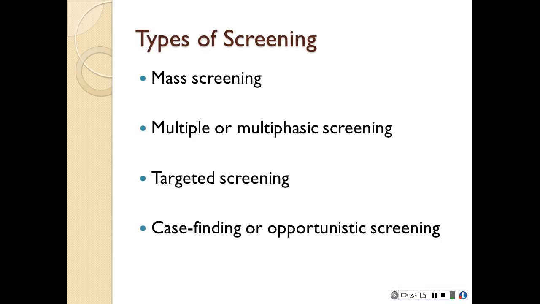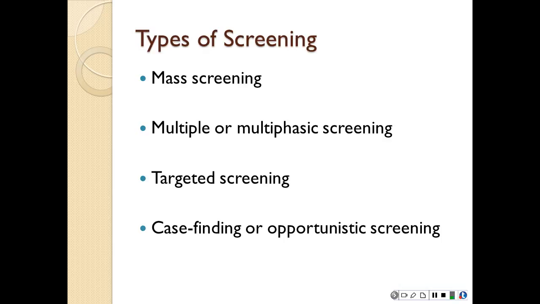Targeted screening means that you have a specific group of people that you think might be at high risk of disease, so you are targeting your screening. You are only going to screen them. So we know that prostate cancer is much, much, much more common in older men. So when you're 20, you don't get a prostate exam. When you're 60, you do. We screen older men, we target our screening efforts to people that are at high risk of the disease.